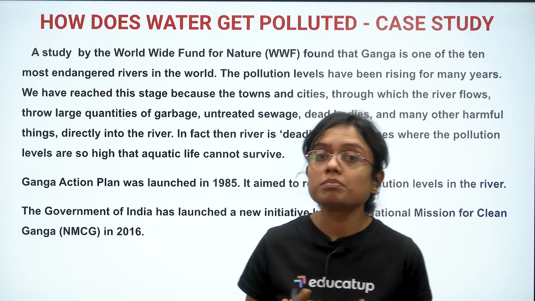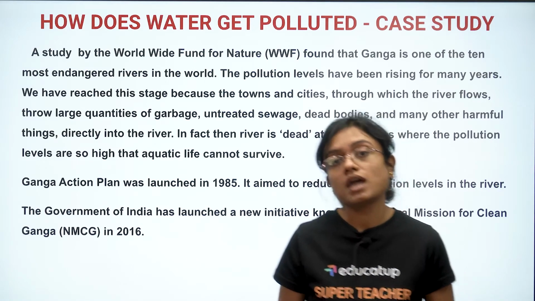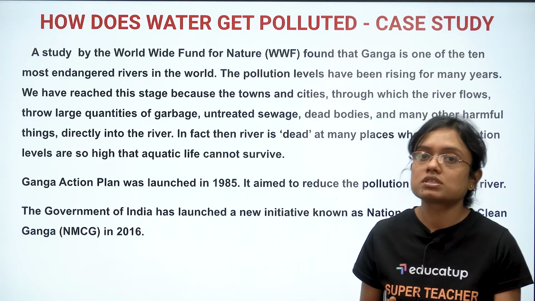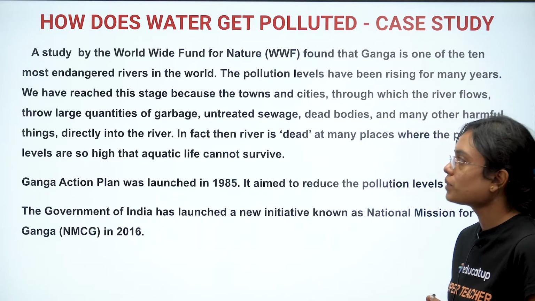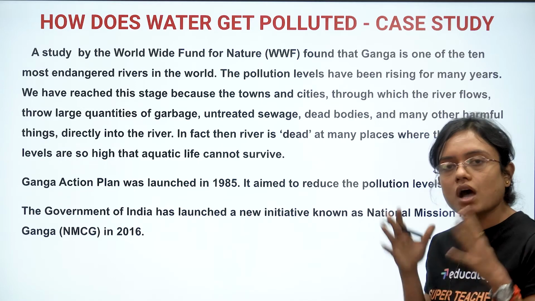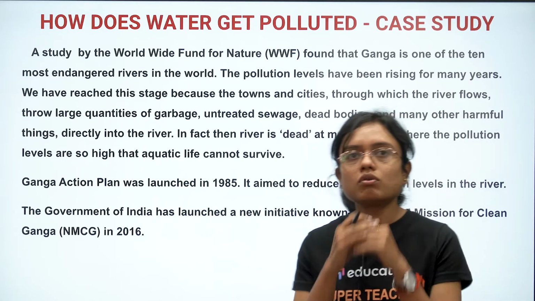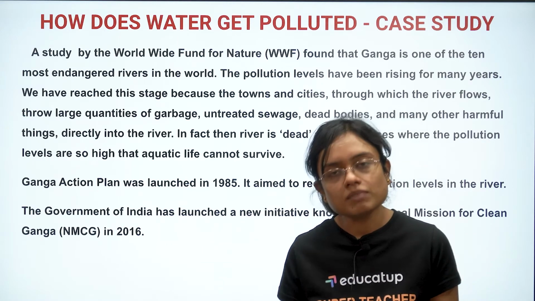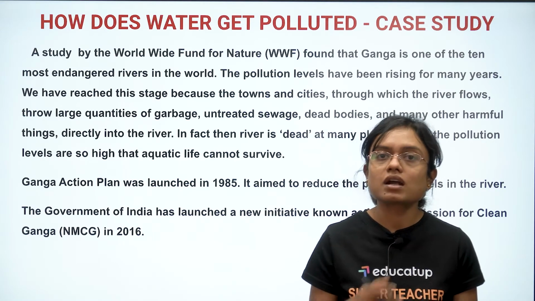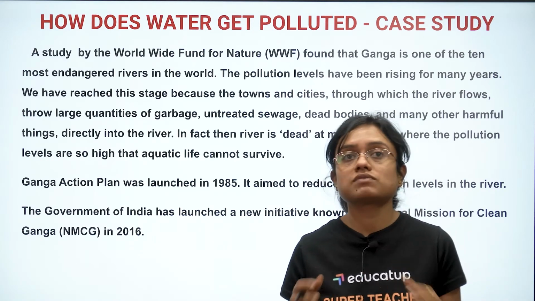and nearly 40% of the population of the country is dependent on Ganga for its survival, and it is the 10th most endangered river in the world. We have reached a stage where garbage, chemicals, a whole lot of things are directly put into the river, and it is actually becoming dead at many places. From many places, Ganga has completely dried off or finished off.